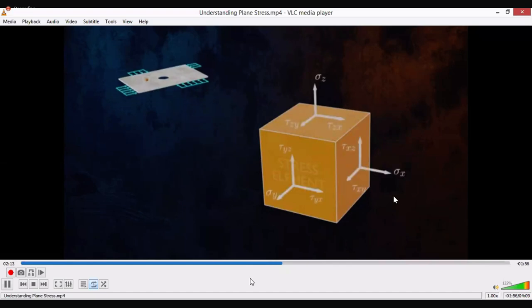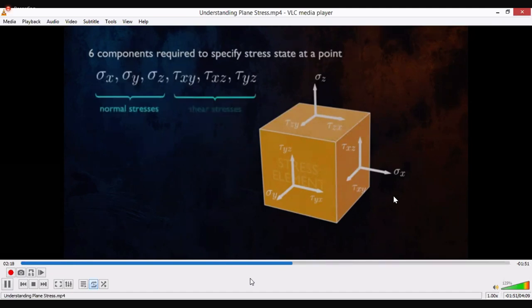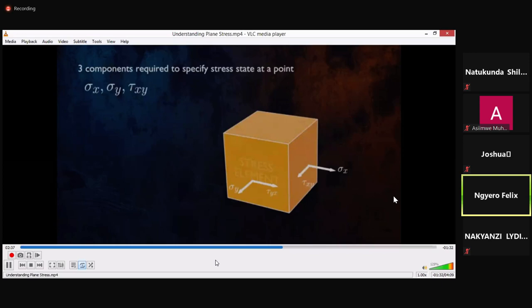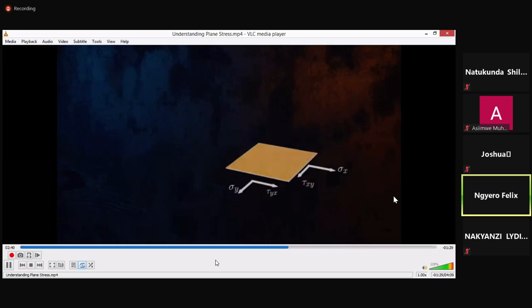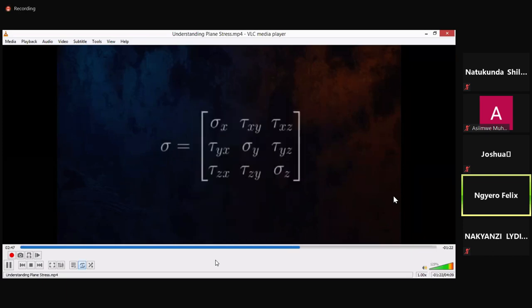The stresses at a single point are defined by six different stress components, three normal stresses and three shear stresses. For plane stress conditions, sigma z, tau xz, and tau yz are equal to zero. This means that the six components defining the stress at a point are reduced to just three components, sigma x, sigma y, and tau xy. This is a two-dimensional problem, which will be much easier to solve. The stress tensor for a three-dimensional case is a 9x9 matrix.